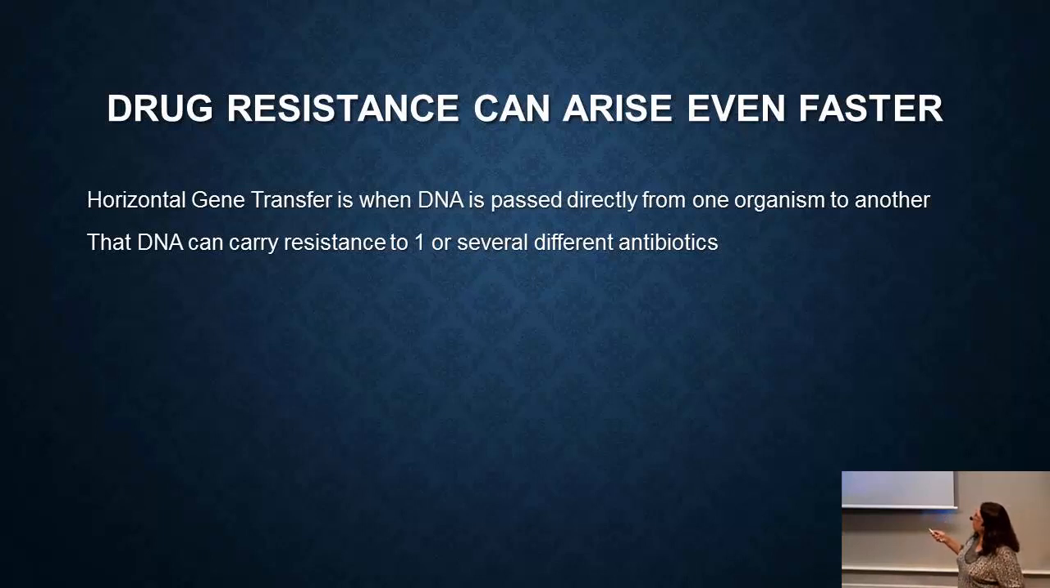Horizontal gene transfer is when DNA is passed directly from one organism to another. That DNA can carry resistance to one or several different antibiotics. Normally you only give your genes to your offspring, to your children. But it's as if here are some genes, I hand them over to you. And that's what bacteria can do.